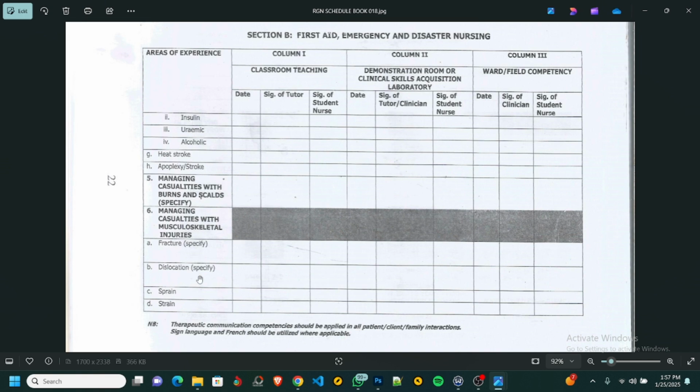All these ones that are outlined here, let's say sprains and strains, we have dislocations, we have fracture. What type of fracture it is, at least when you experience it, you will be taught in class. And then when you go through the demonstrations, then you write the dates, the tutor or the clinician signs, depending on whoever that demonstrated to you. And then you also do it if you have been given the opportunity to try your competency. Then you also write the dates, you sign, and the clinician also signs. All right, so that is what we have for first aid, emergency, and disaster nursing.